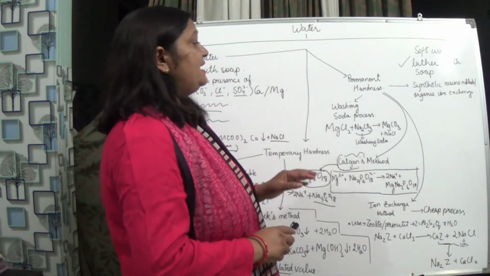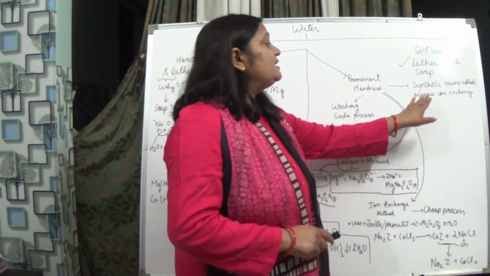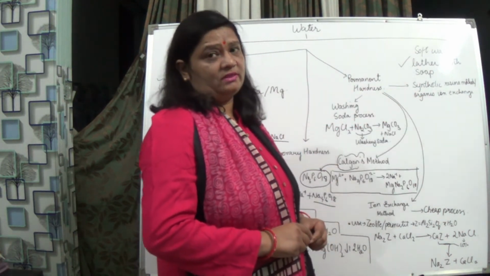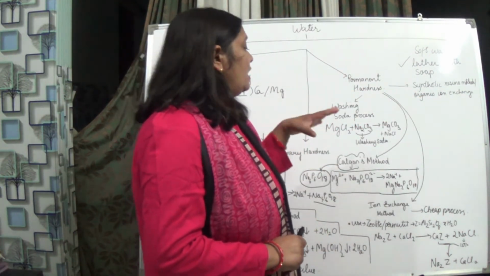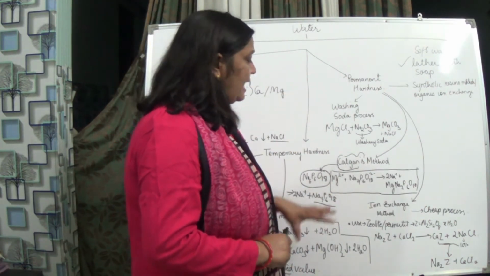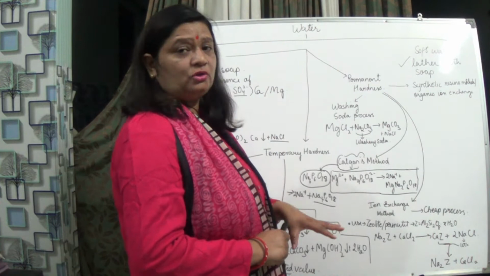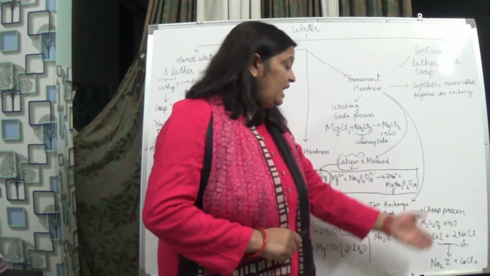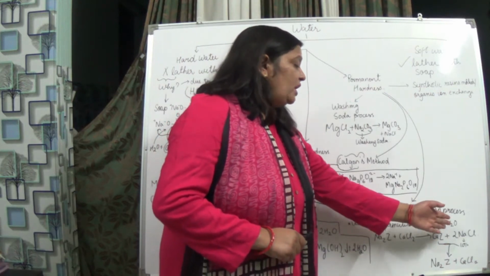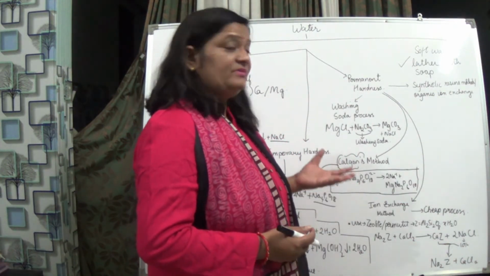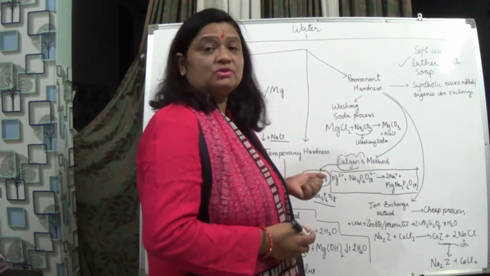Now next is the synthetic resin method, or organic ion exchange method. When we are talking about these processes, washing soda, Calgon, ion exchange, I told you ion exchange is a cheap process. Why? Because to get back the zeolite we are using NaCl. NaCl is a cheap substance, isn't it? It is not so costly.